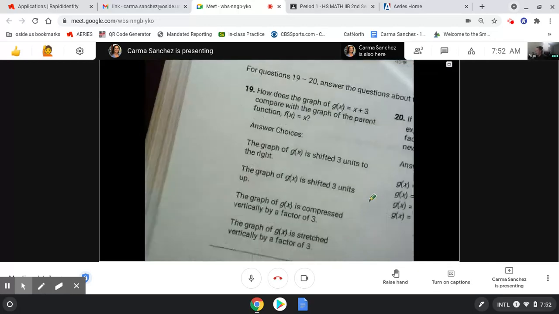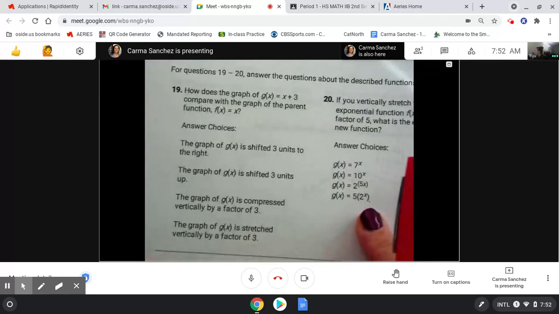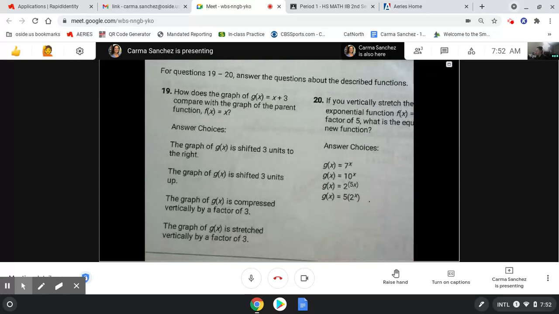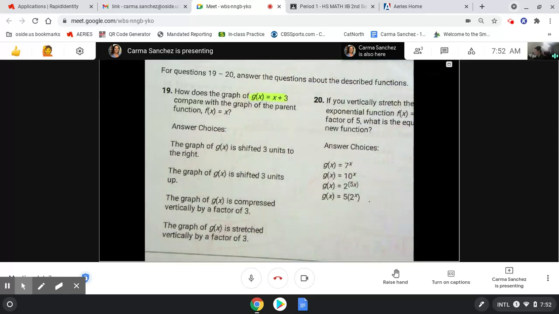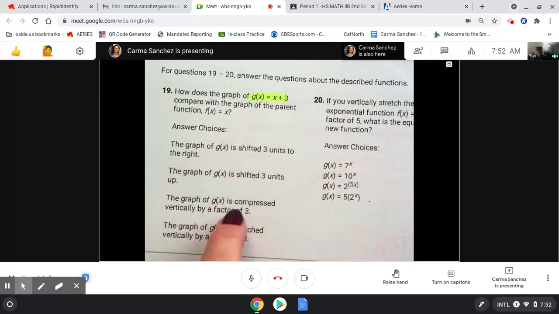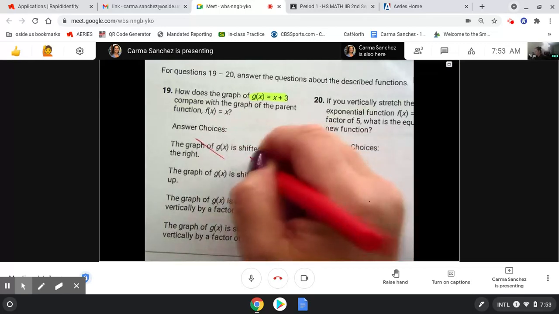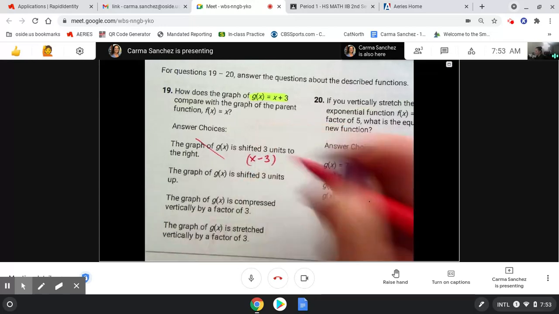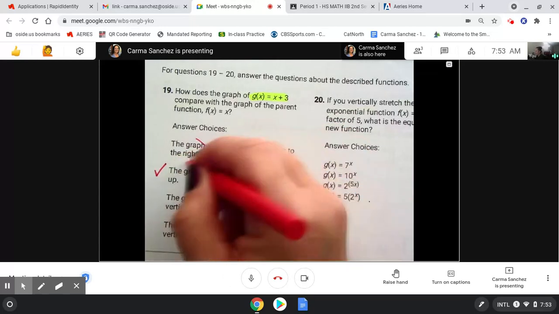Okay, last but not least, we've got these two word problems, application problems. How does the graph g of x equal to x plus 3 compare to the original graph of the parent linear function? Because it's just a plus 3 at the end, we're looking for a shift up. Shift 3 units to the right? Nope. That would be an x minus 3 in parentheses. Shifted 3 units up? Yes. This is my answer.